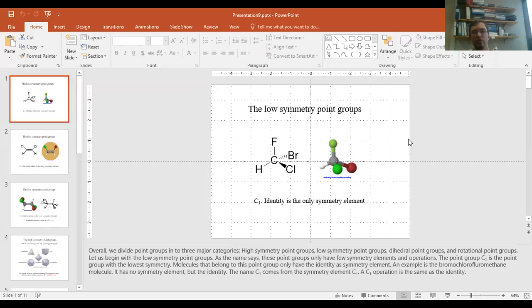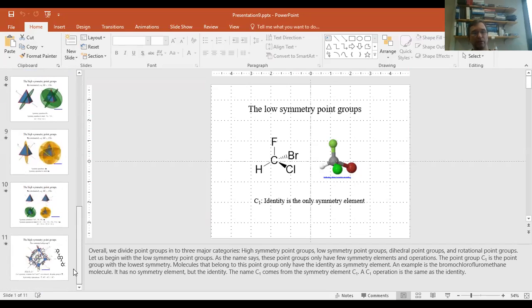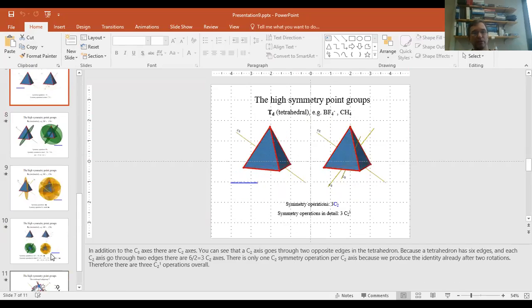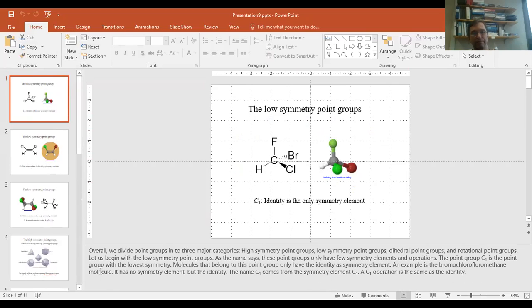There's another rotational subgroup, and I'm a little bit faster than expected today, but that doesn't matter.